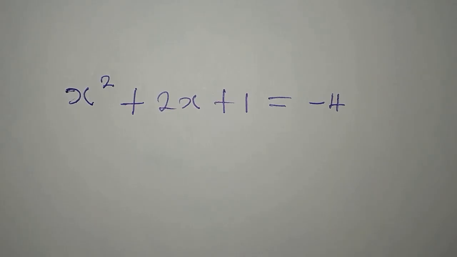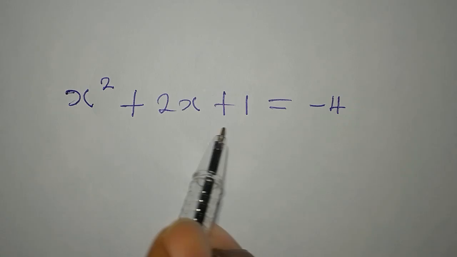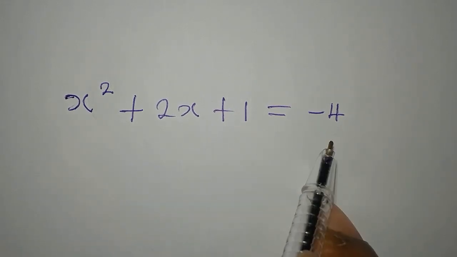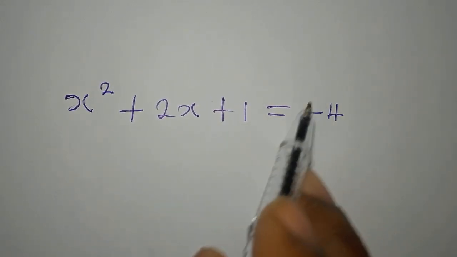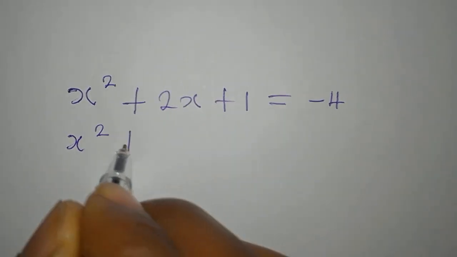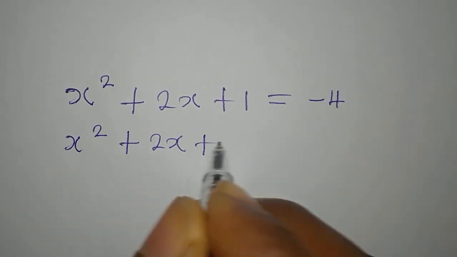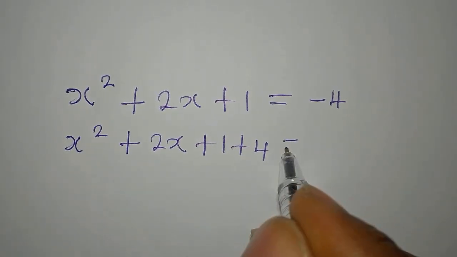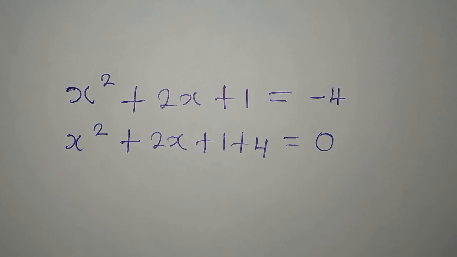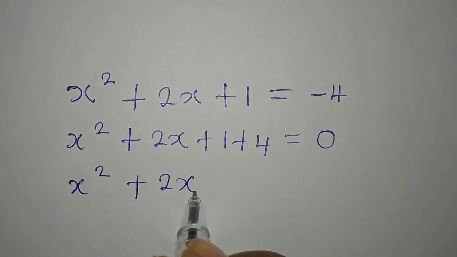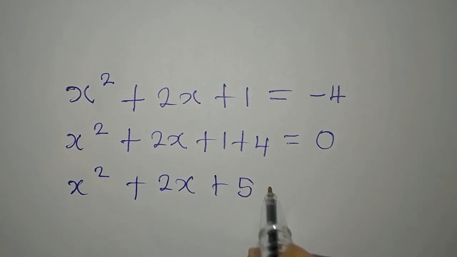Okay, if you can recall, this is the equation that we left out, and we picked the positive before. Now we're picking the negative. So we have x^2 + 2x + 1 + 4, because this negative 4 becomes plus 4 here, and it's equal to 0. Okay, so now we have x^2 + 2x + 5 = 0.